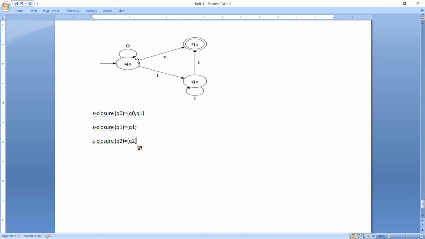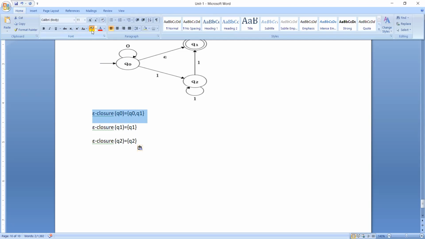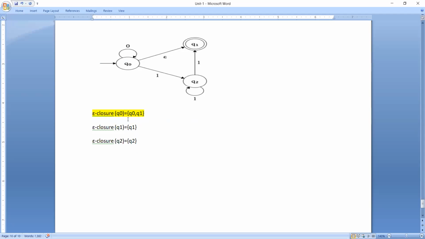Now what is the initial state in our given diagram? The initial state is Q0, so I am going to highlight this one. Epsilon closure of Q0 will be Q0 and Q1. In the same manner, epsilon closure of Q1 will be Q1 and epsilon closure of Q2 will be Q2, because from Q1 we don't have any epsilon transition, and from Q2 also we don't have any epsilon transitions.